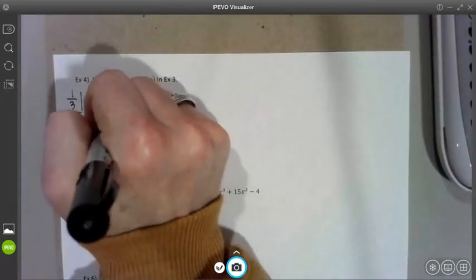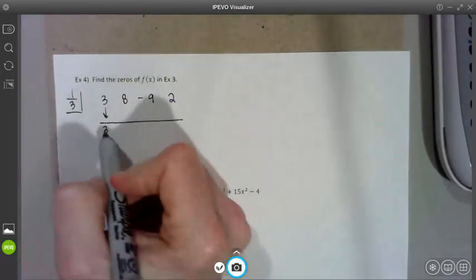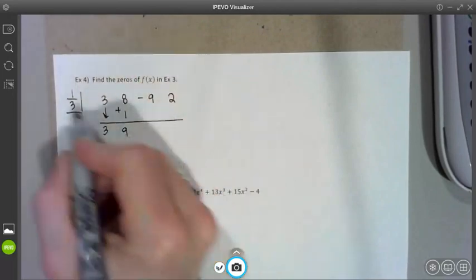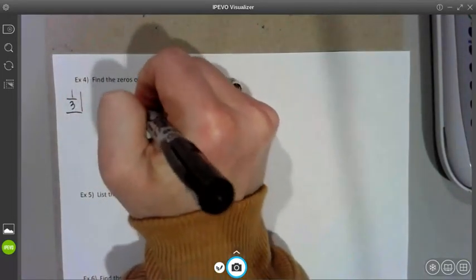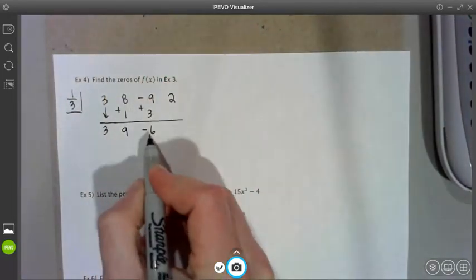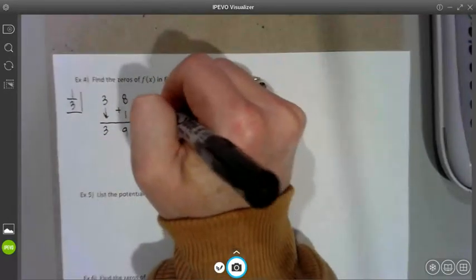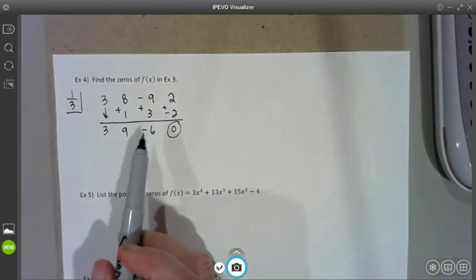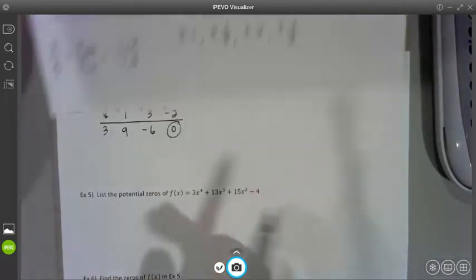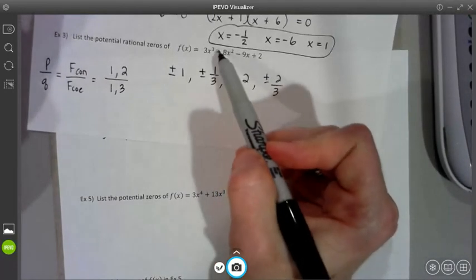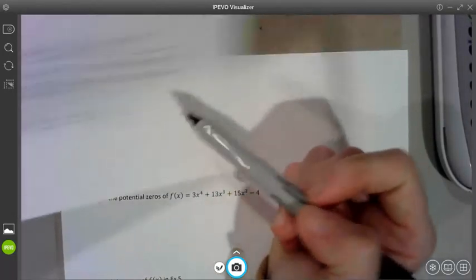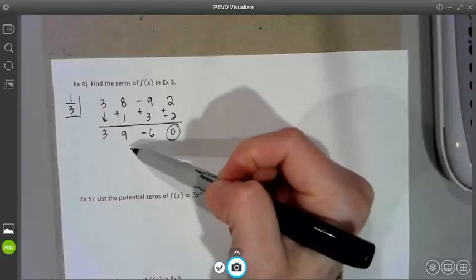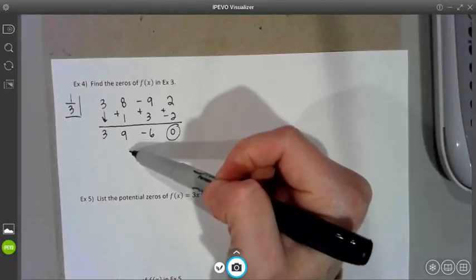So let's bring down 3 and start multiplying and adding. 3 times 1/3 is 1. We add it, we get 9. 9 times 1/3 is 3. We add it, we get -6. -6 times 1/3 is -2, and there it is. I get a remainder of 0. So now this degree 3 polynomial function, after one round of synthetic division, I now have the coefficients to a degree 2 polynomial function. And I'm telling you, if I can get myself to a degree 2, I'm good to go.